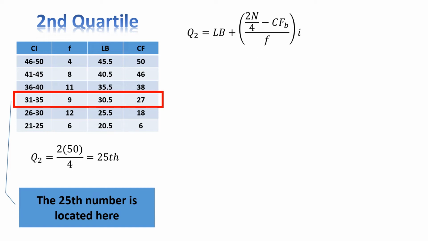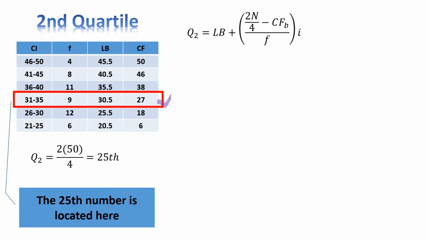So, gamit na tayo ng formula. So, Q sub 2 is equal to the lower boundary plus 2 times N over 4 minus cumulative frequency below divided by the frequency times the interval. So, ang lower boundary natin, pag tinignan nyo dito sa part na to, dito kayo kukuha ng lower boundary ng frequency. At yung inyong cumulative frequency below ay nasa baba ni 27.